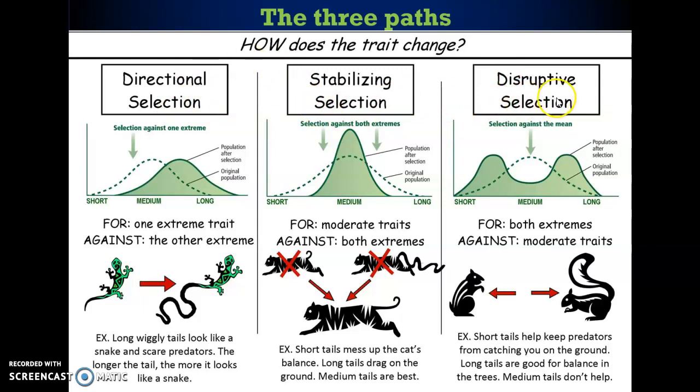Now remember, all of these are natural selection, so human intervention is not a part of this at all. This is all about environmental pressures. So directional selection, just really quickly, is in favor of one extreme form of the trait over another. Stabilizing selection is in favor of what's average or what's normal. And disruptive selection is in favor of the extremes, both extremes.